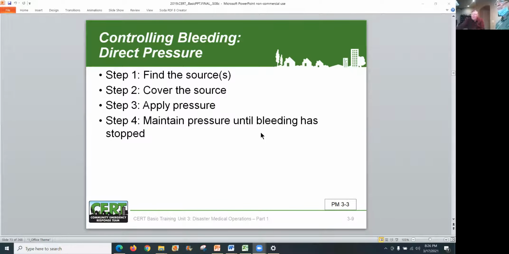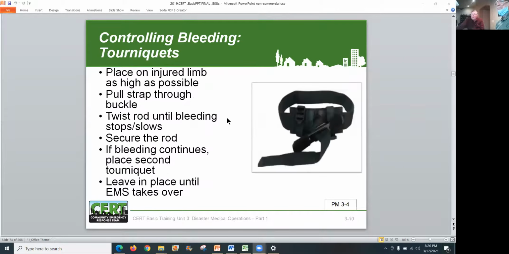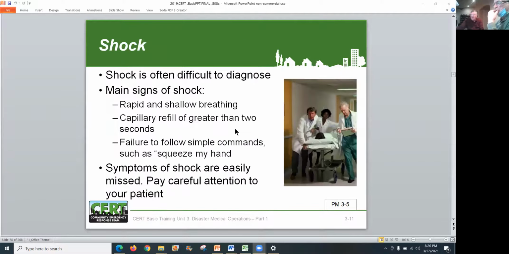We stop the bleeding, put pressure on it, bandage it. There's our tourniquet. Put it on the limb about 2 inches from a joint. Pull the strap through the buckle. Twist the rod until the bleeding stops. Secure it in that little anchor. Put the tape over it and write the time on it. And leave it in place until the EMS gets there, it says.